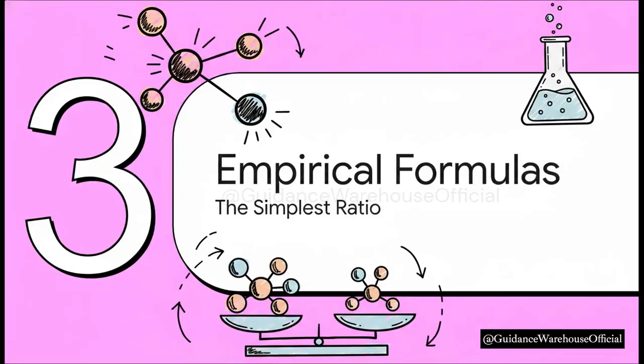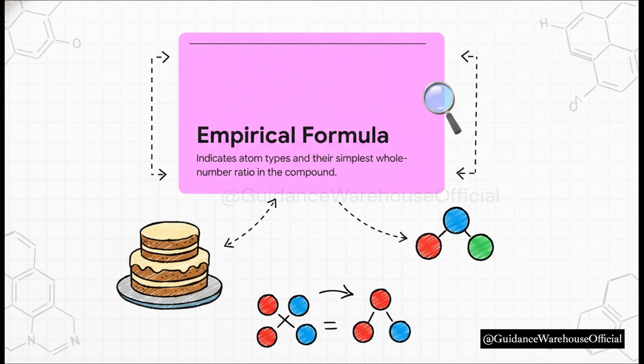All right, let's shift gears for Section 3, finding the empirical formula, the simplest ratio. Sometimes in chemistry, we don't need the exact detailed molecular blueprint. We just need the most stripped-down, basic ratio of the ingredients. Let's lock in our definition here. An empirical formula indicates the types of atoms present, but it strictly gives us the simplest whole number ratio of those atoms in the compound.